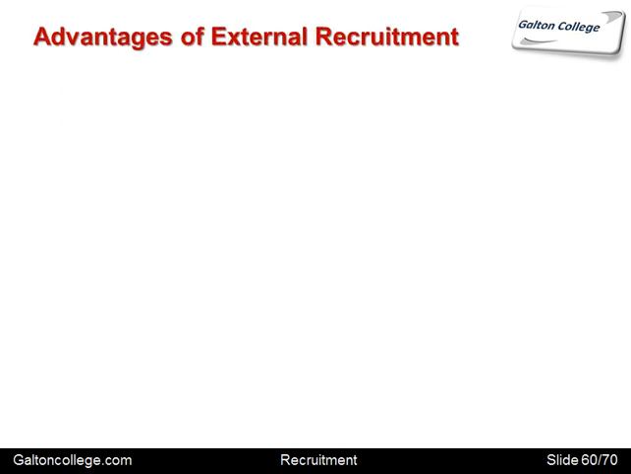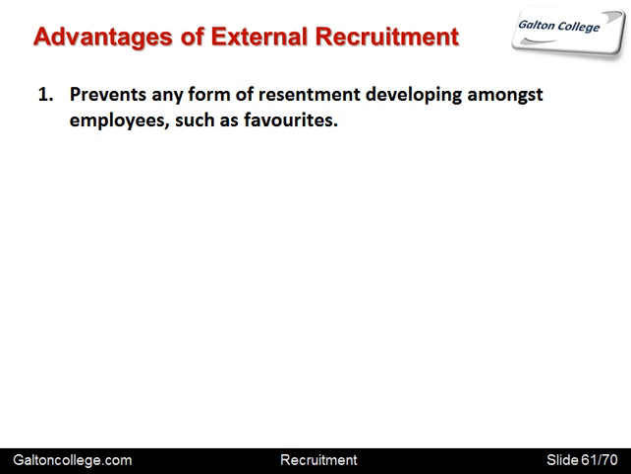Now, the advantages of external recruitment, well, it prevents any form of resentment developing amongst employees, such as favourites. When internal recruitment is used, one person is selected from a team perhaps, or a number of people who want the particular job. And when one person is selected, it causes resentment amongst the ones who are not selected. Well, if it's an external recruitment, then there is no resentment.